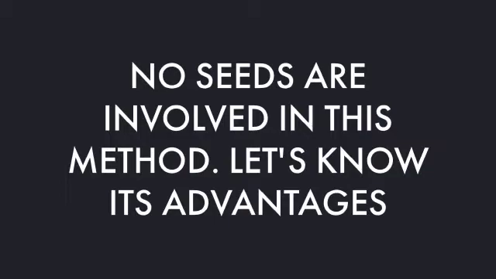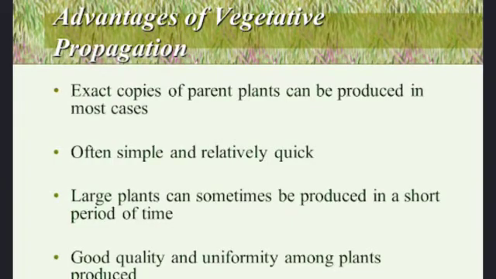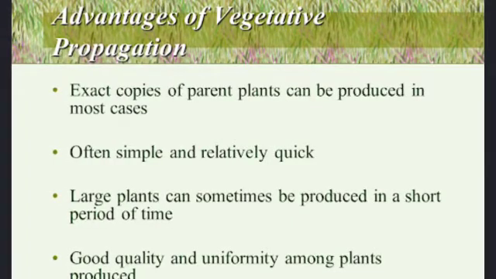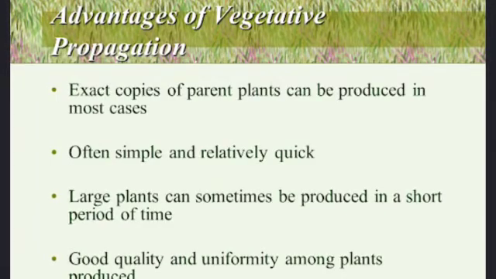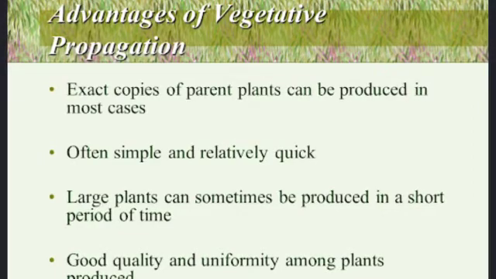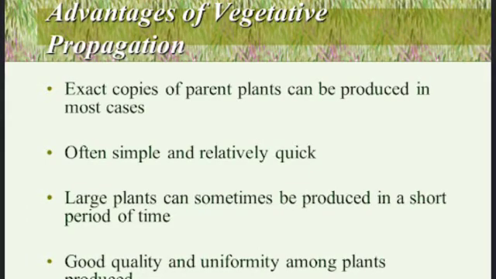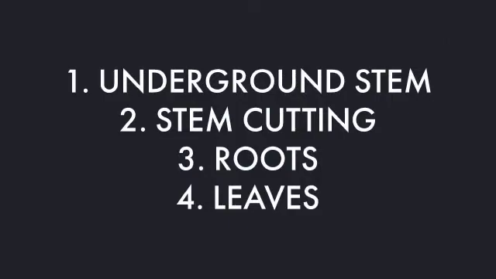So now let's learn about advantages of vegetative reproduction. Through this method, we can grow a large number of plants having same qualities of the parent plant in a very short duration of time. Therefore, it is one of the simplest and quickest method of increasing the number of same plant. Apart from growing from a seed, a plant can reproduce through underground stem cutting, roots and leaves also.